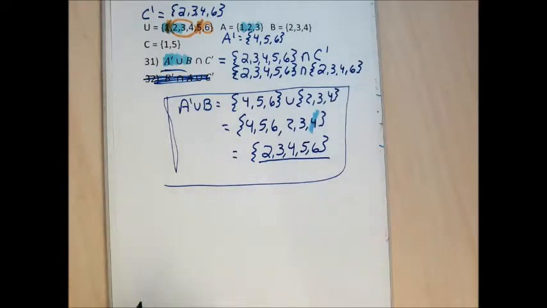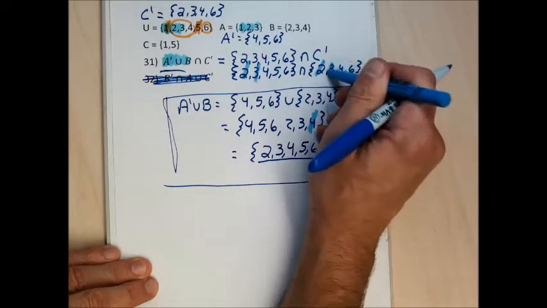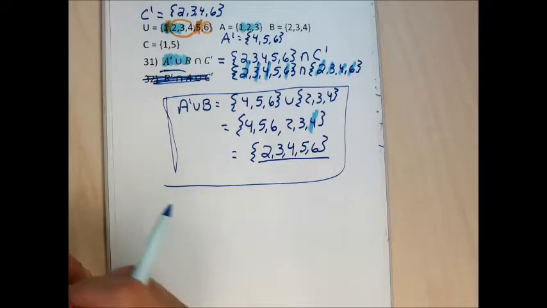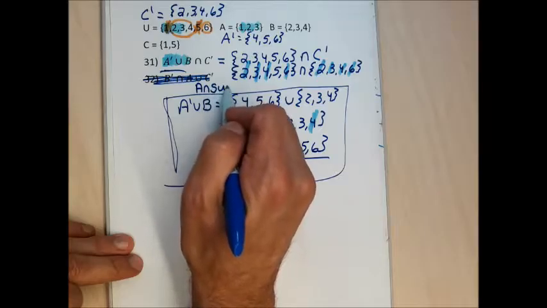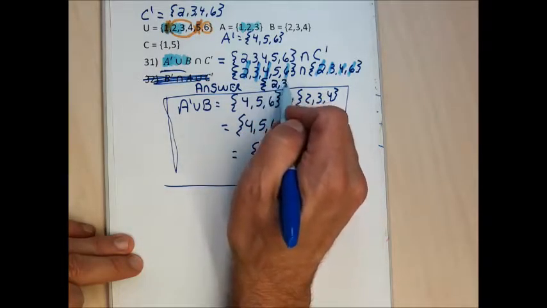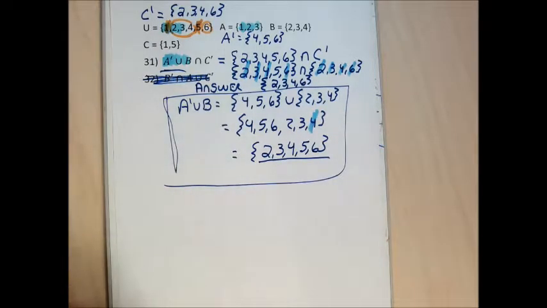And when I intersect, I find out what they have in common. They both have a 2, they both have a 3, they both have a 4, and they both have a 6. The answer to this problem is going to be those 4 numbers that they have in common. The answer is going to be the set that contains 2, 3, 4, and 6. That's the answer to number 31.